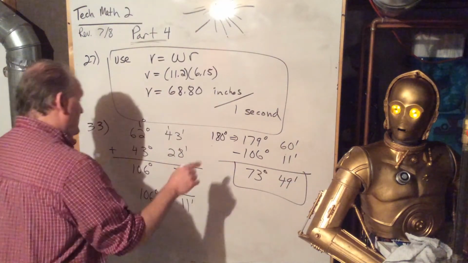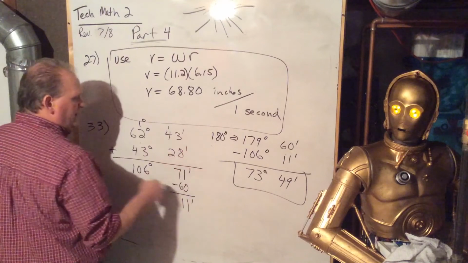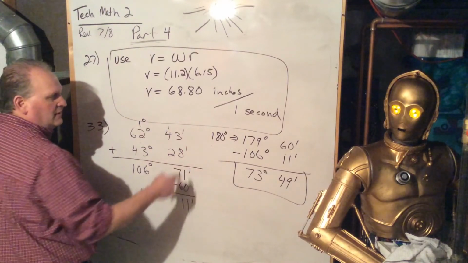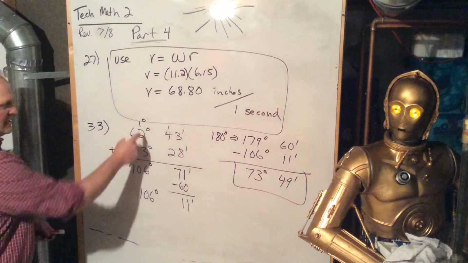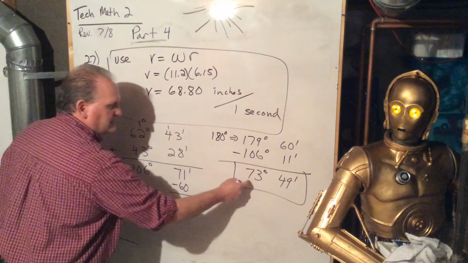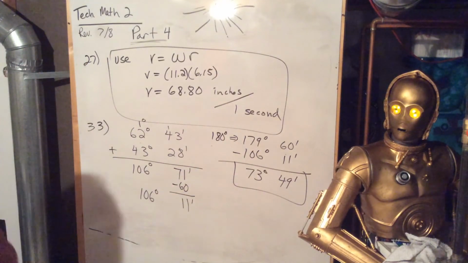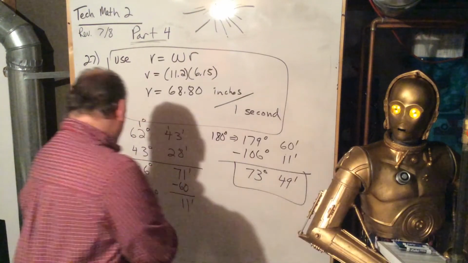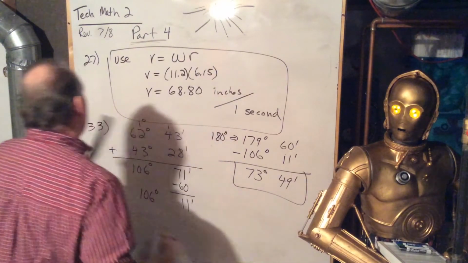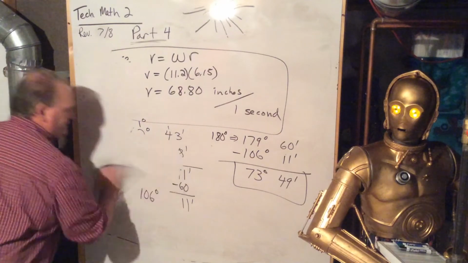The 180, if you said, hey, where did the 180 come from? These were interior angles of a triangle. They always have to add up to 180. So they gave us 2 angles, asked us to find the third. That's the third missing angle. All right, let's finish off just 34, and then part 4 is done.